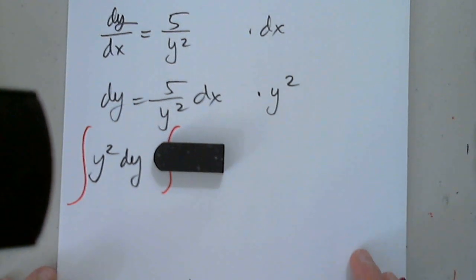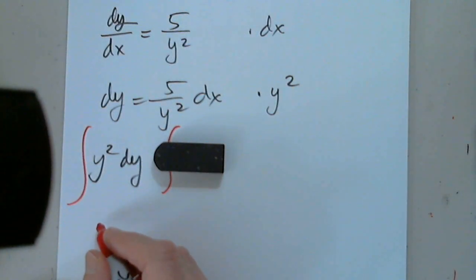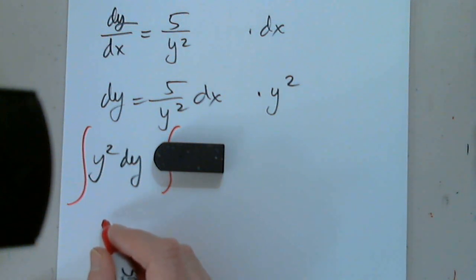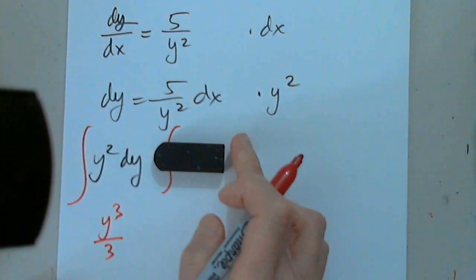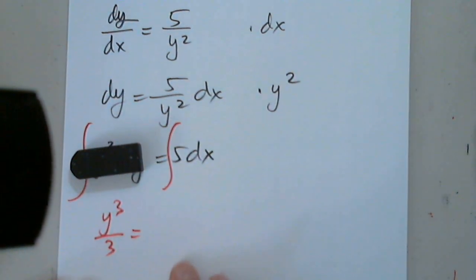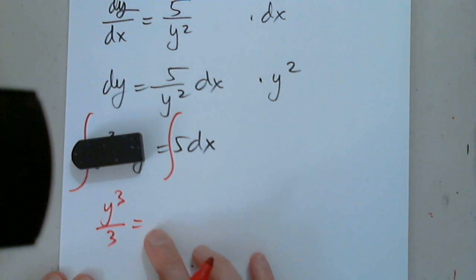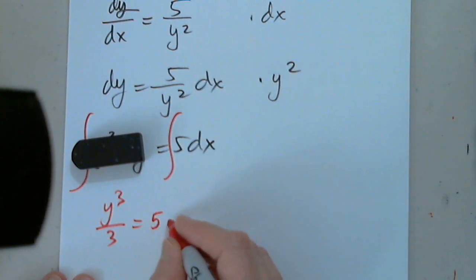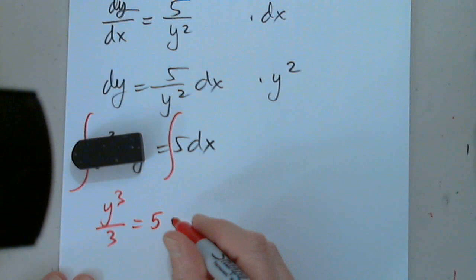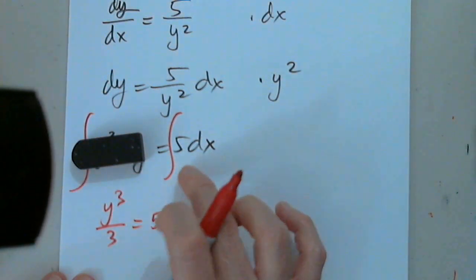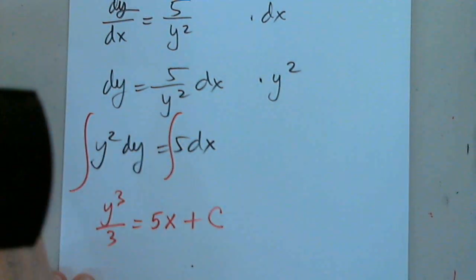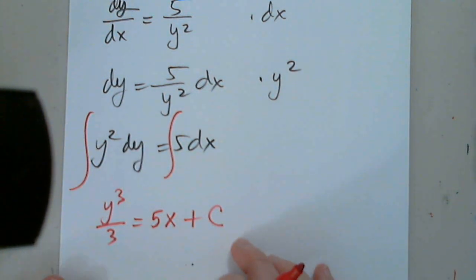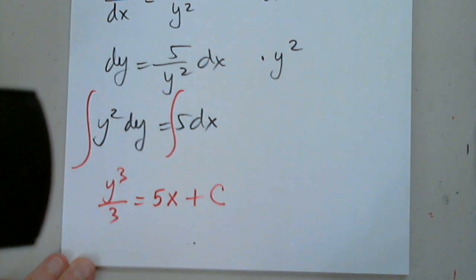Tell me what you write for the left-hand side. Y cubed over 3. Perfect. Don't look on the left. Just tell me what you write on the right. Just that. Say it again. 5x. Perfect. Plus a constant c. Don't forget, these are indefinite integrals. There must be a c somewhere. Perfect. Then, how do we solve for y cubed first?